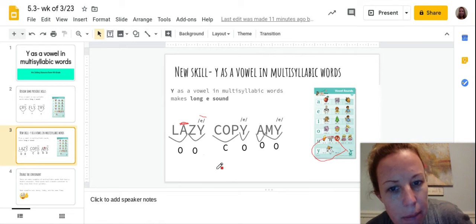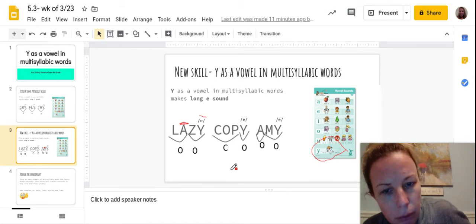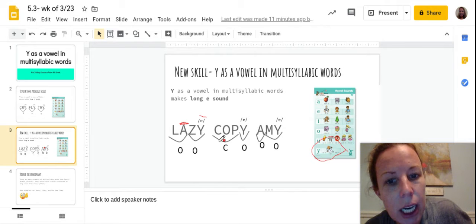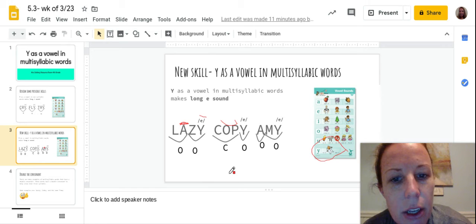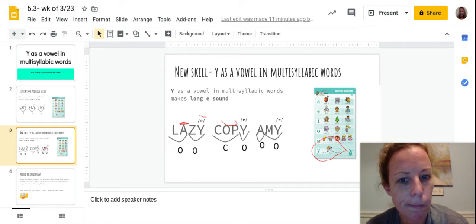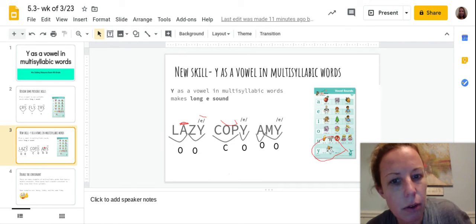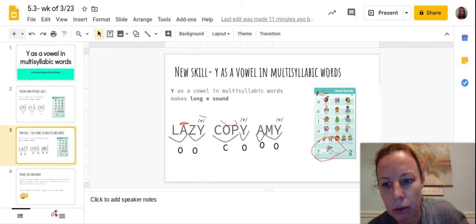The second example, I have the word copy. Here I have cop. This is a short vowel. So that's a short O, which tells me that that's a closed syllable. Okay, that P has to close it in order for us to have that short vowel sound.